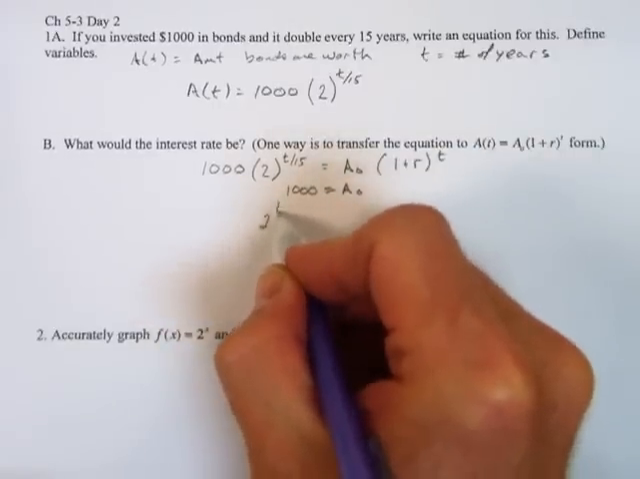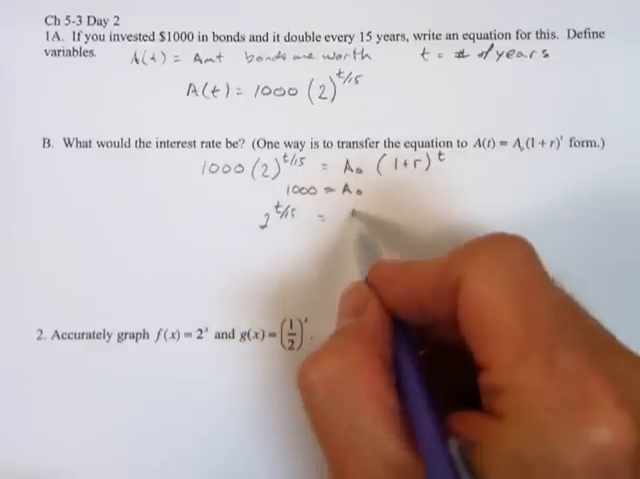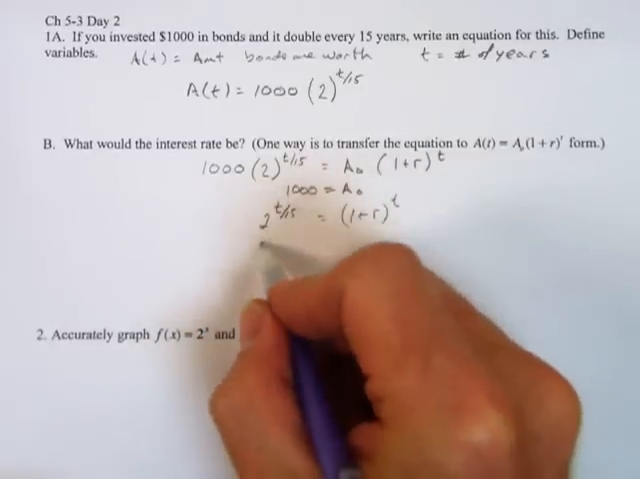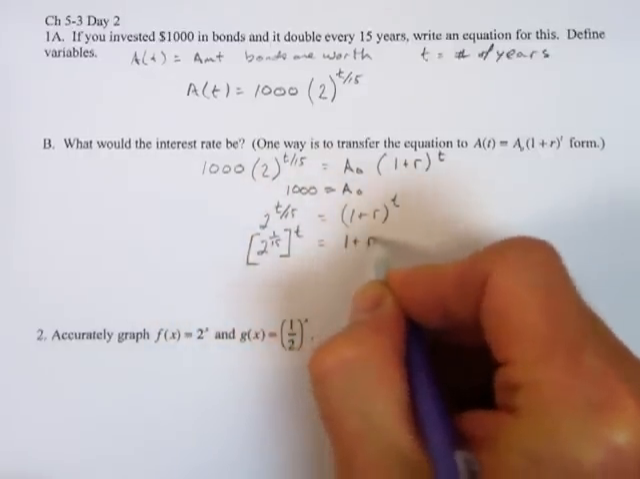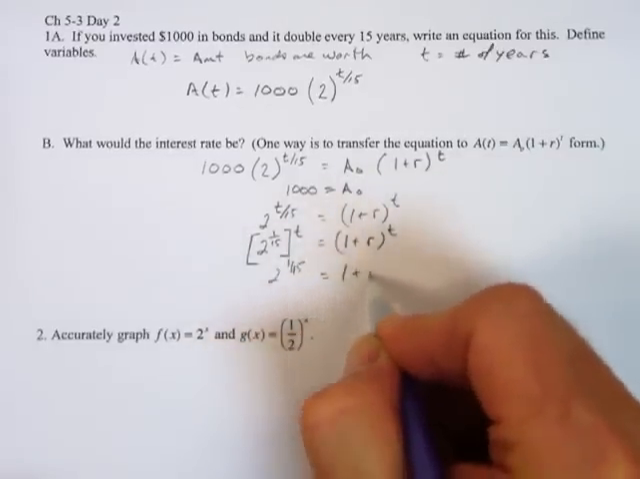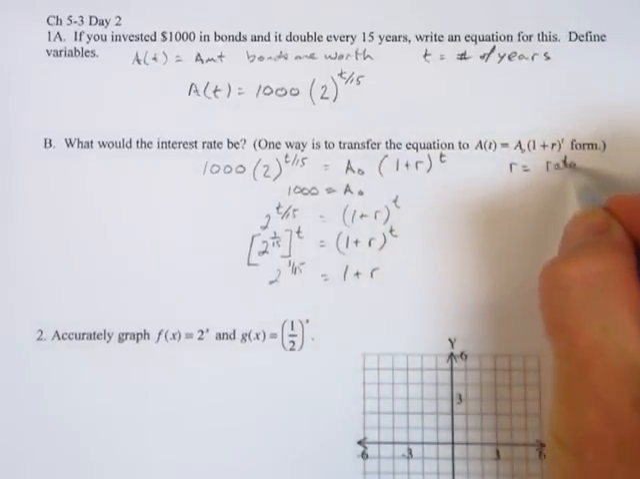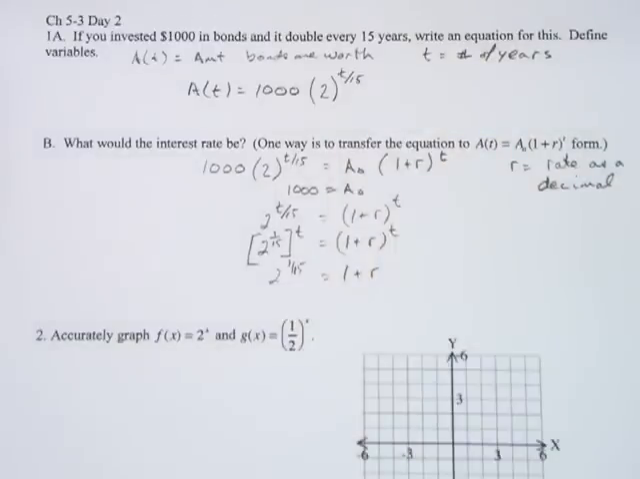So 2 to the t over 15 can be rewritten because we want it as (1 plus r) to the t. How could I write this whole expression to a power of t? It would be 2 to the 1 over 15, raised to the t. So in other words, we have 2 to the 1 over 15 equals 1 plus r. Now note, this r is the rate as a decimal. I've already shown before that I dealt with it as r over 100, which is how you convert your rate or your percentage into a decimal.